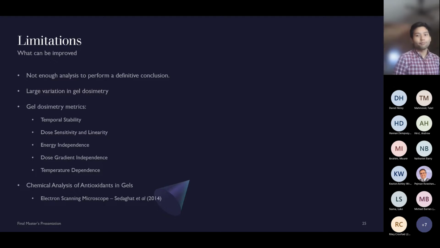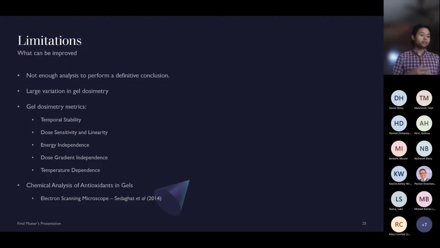With the limitations of this project, there wasn't enough analysis to reach a definitive conclusion between the DDT anoxic gels and the other gels that I've made. There's a very large variation in gel dosimetry. So even under normoxic or normal atmospheric conditions, you can have a different mixture of oxygen that might have been absorbed into the gel. Even though the role of the antioxidant is to eliminate that, it doesn't completely eliminate it.